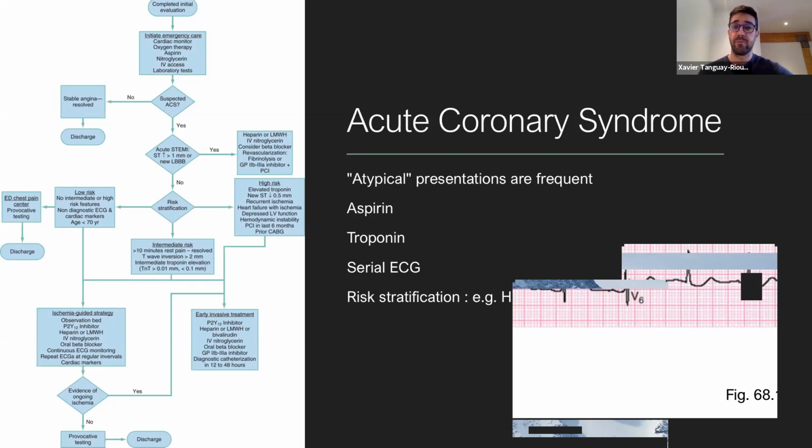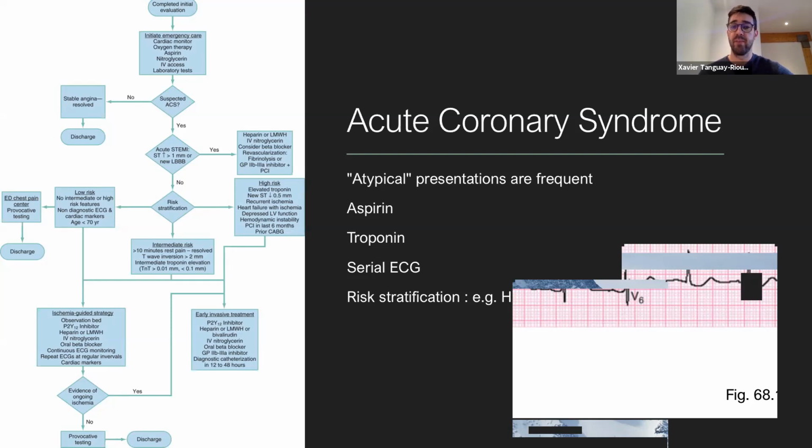atypical presentations for ACS are very frequent in the emergency department, and we constantly have to be on the watch for this. It can be someone that comes with some kind of GI symptoms. It can be someone that comes with only shortness of breath. So be on the watch for ACS. Aspirin is the most useful thing.